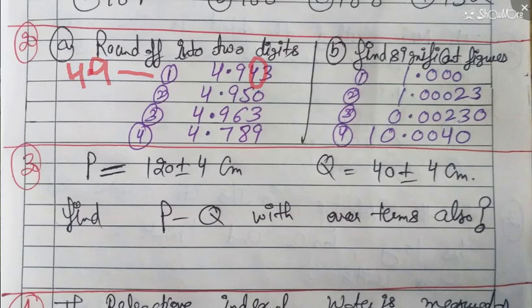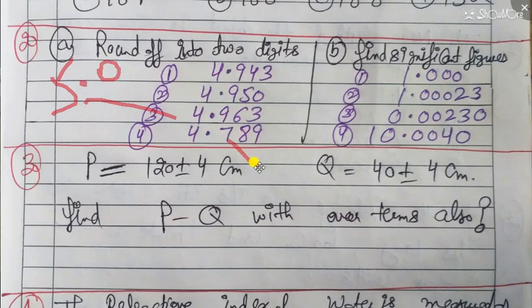In the second case, you can see 4.950. So now the next digit to 9 is 5. The next digit is 0. So you have to check this value. This value is odd, so it will change to 5.0. I hope this is clear. 5.0. 4.963, this 6 is greater than 5, so this value will again change to 5.0.